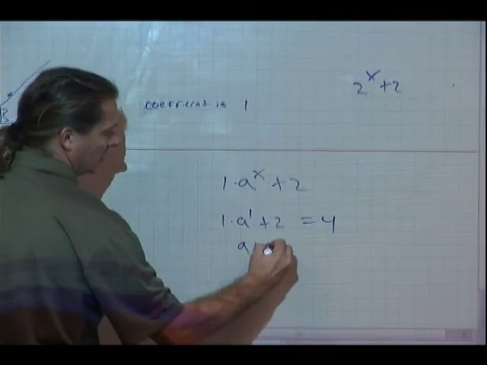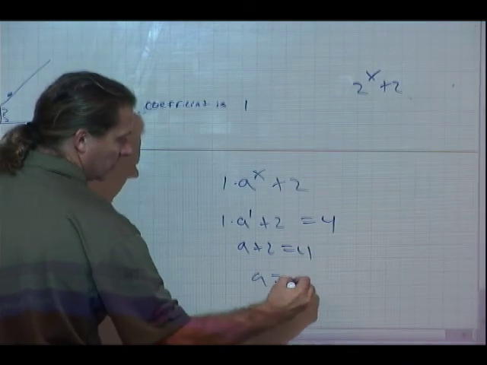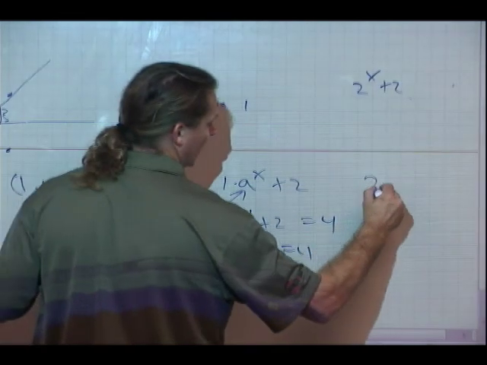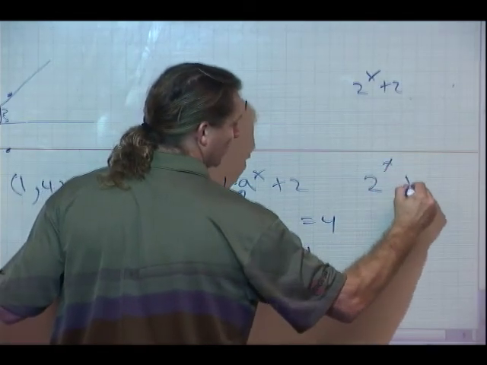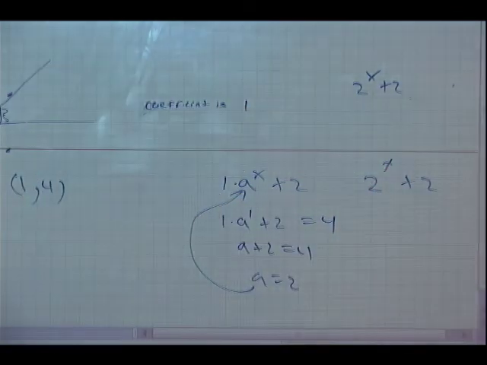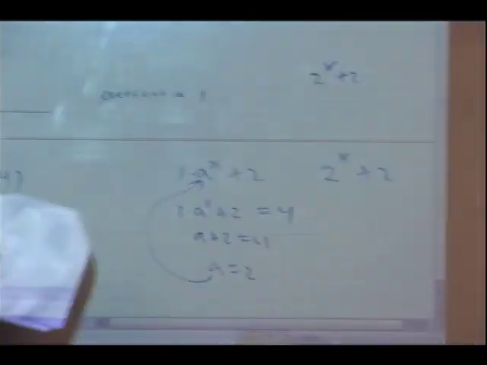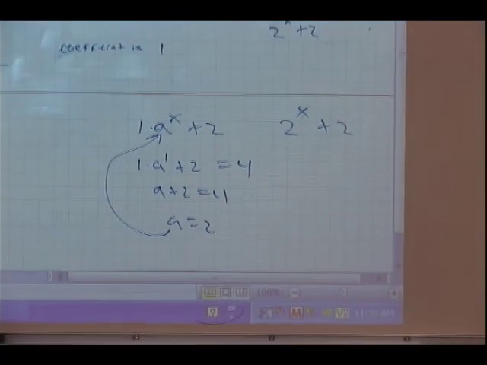This is simply a plus 2 equals 4, so a has to be 2. Plugging in the value for a back in here, I can say now 2 to the x plus 2 must be my function. That's a funny looking x. So that's how you find the function.